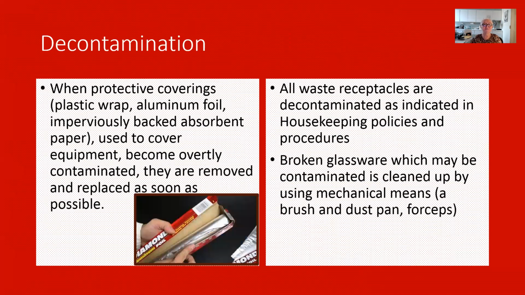When protective coverings, plastic wrap, aluminum foil, imperviously backed absorbent paper used to cover equipment become overtly contaminated, they are removed and replaced as soon as possible. All waste receptacles are decontaminated as indicated in housekeeping policies and procedures. Broken glassware, which may be contaminated, is cleaned up by using mechanical means like a brush and dustpan or forceps.